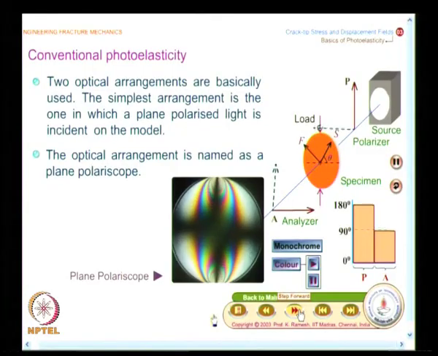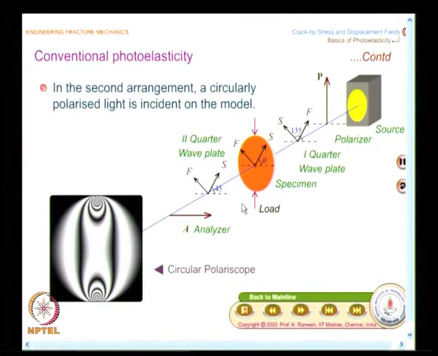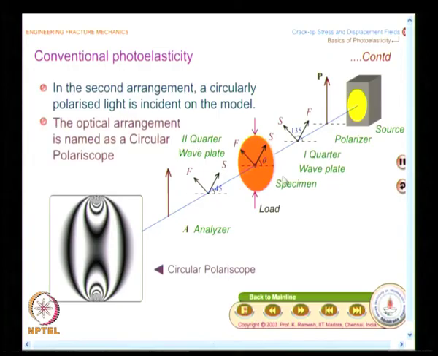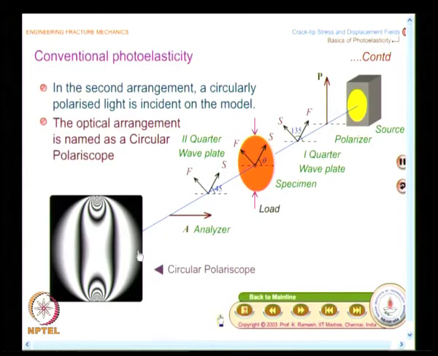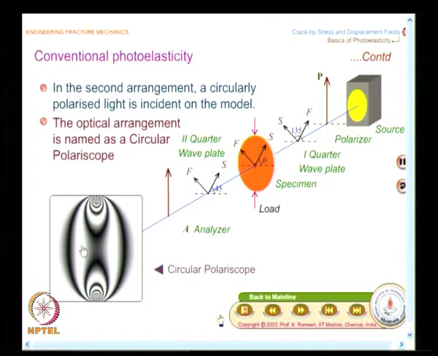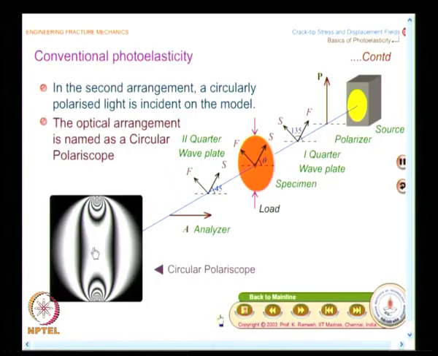And there is also another optical arrangement, where you have two more additional optical elements which help you to remove the isoclinics, and you will see only isochromatics. And this is the kind of optical arrangement that we have used in fracture mechanics to get the relevant fringe pattern.